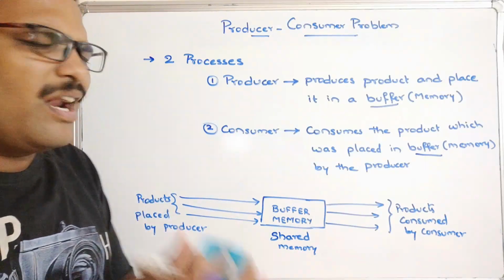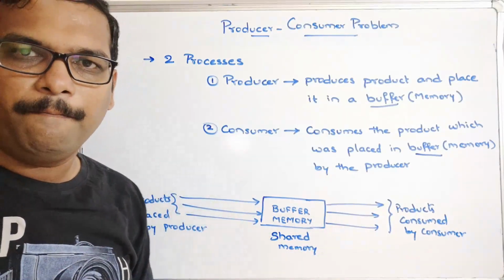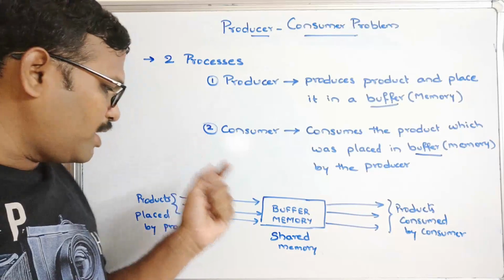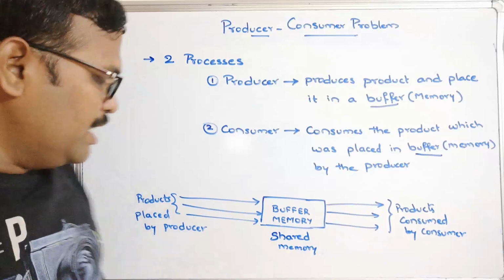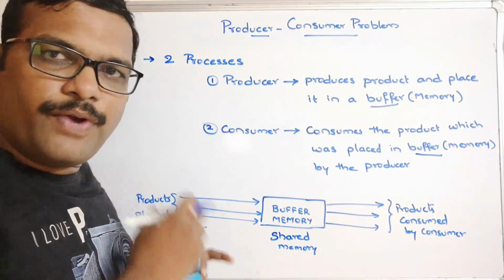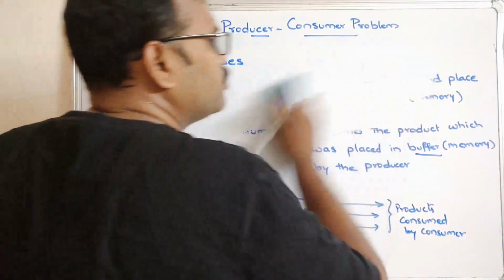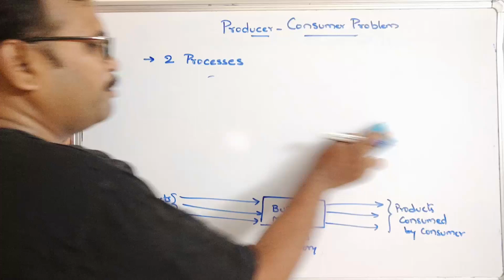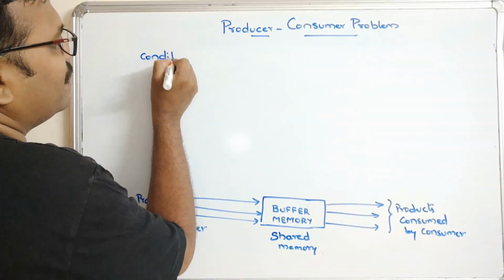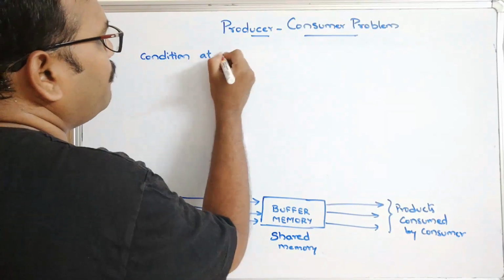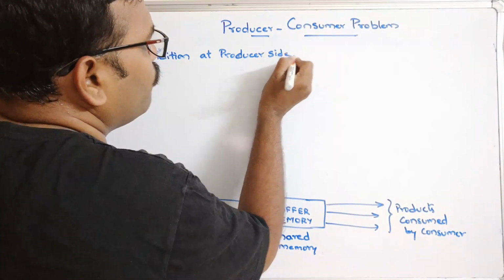Here there are two conditions that the producer and the consumer need to satisfy before placing the products into the buffer or consuming the products from the buffer. What is the condition that should be satisfied by the producer? I'll write the condition here. Two conditions, one for the producer and another to be followed by the consumer. So the condition at the producer side.